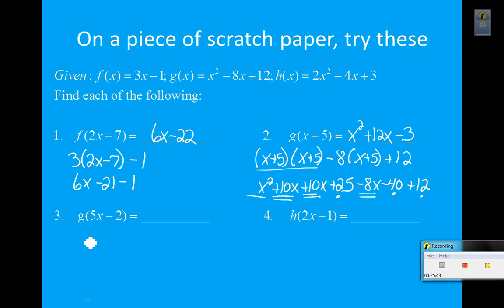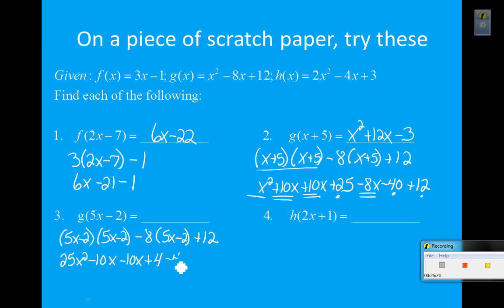If I want to find g of 5x minus 2, it's going to look like this: 5x minus 2 times 5x minus 2, minus 8 times 5x minus 2, plus 12. And then we have to FOIL that out, so I've got 25x squared minus 10x minus another 10x plus 4, minus 40x plus 16 plus 12.